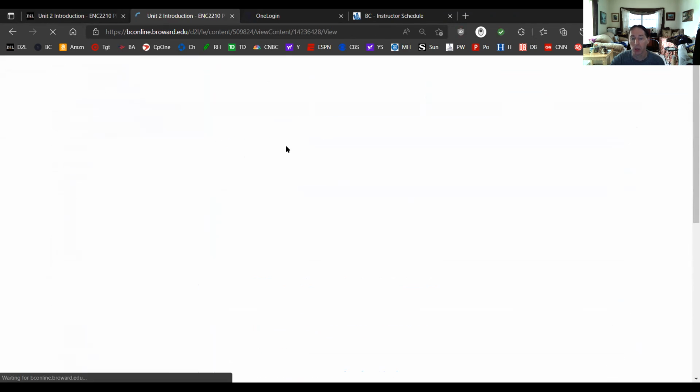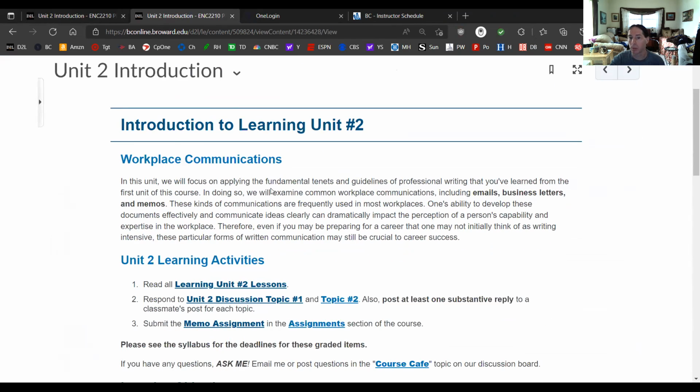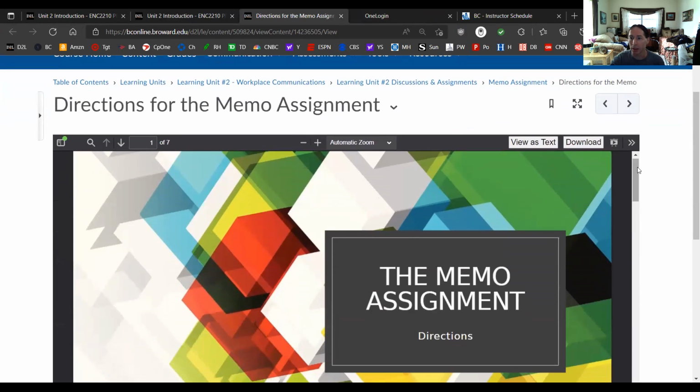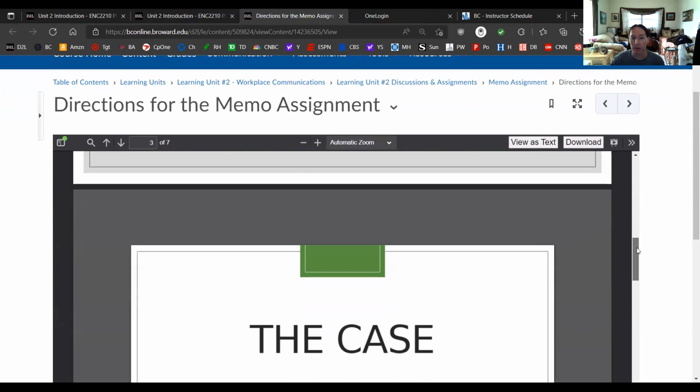Now, you'll see that the assignment itself gives you a specific scenario that you're going to be responding to. So, to be clear, please don't make the mistake of jumping directly to the assignment itself. You need to make sure that you actually read and watch the lessons. Those lessons are absolutely essential to make sure that you understand how to create a proper memo.